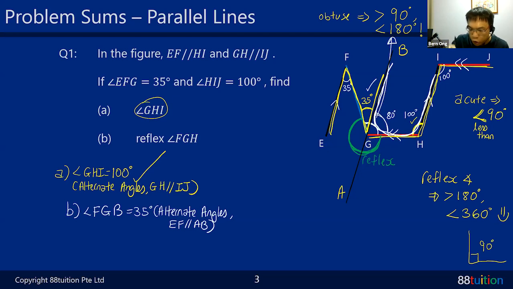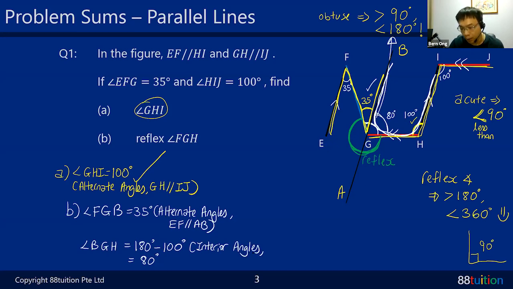Next you have to say angle BGH. Angle BGH is equal to 180 degrees minus the 100 degrees. Just now you found GHI is 100 degrees. This will give you 80 degrees. Why? Interior angles. Those have a reason. You must write the reasoning. And you're using which pair of parallel lines? AB is parallel to HI. So you declare that one is 35 and one is 80.